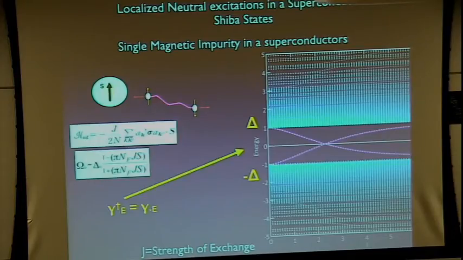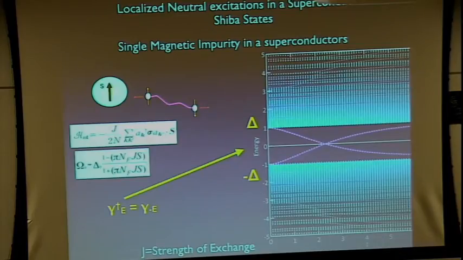But if you think about it from the perspective of the excitation spectrum, what happens is that as soon as you put one single impurity in a superconductor, you pull a state out of the continuum and you stick it inside the gap of the superconductor. This is called the Shiba state. Shiba wrote a paper in '69 describing these states.